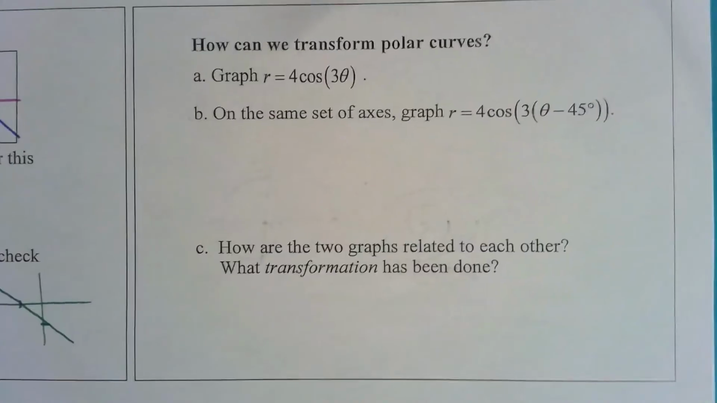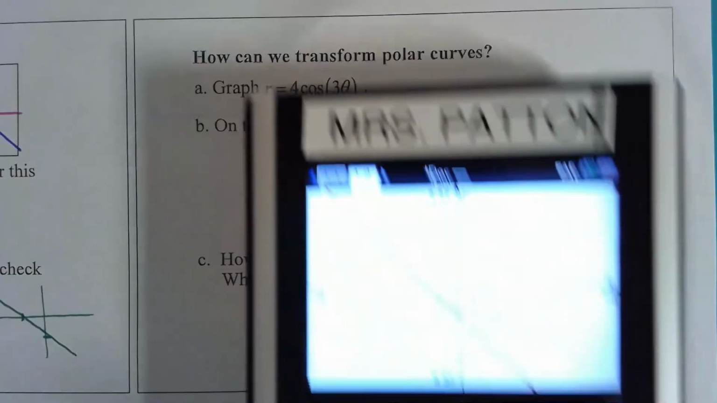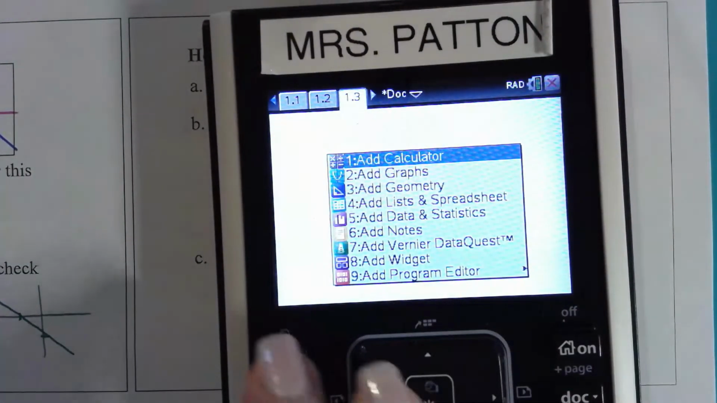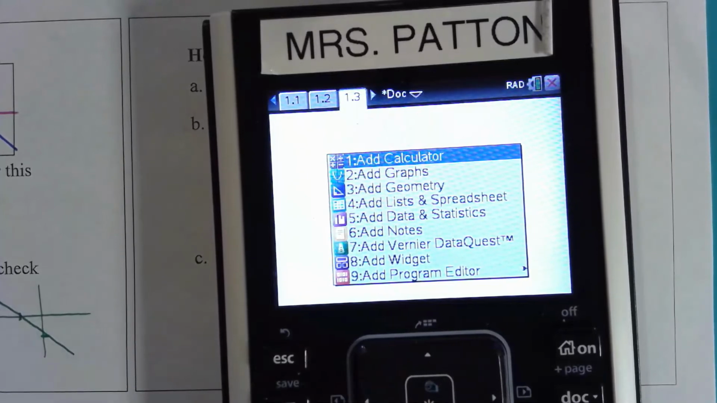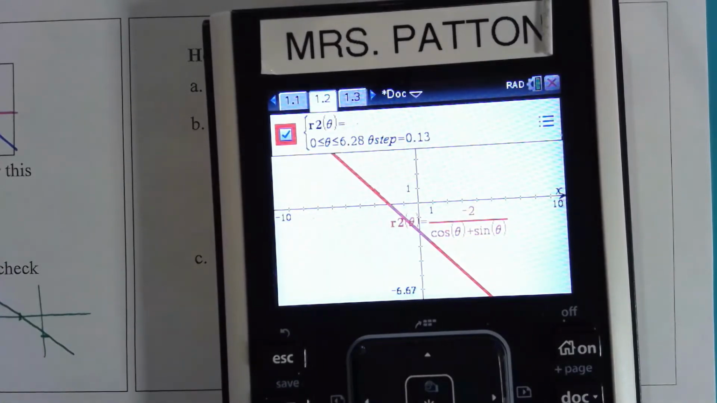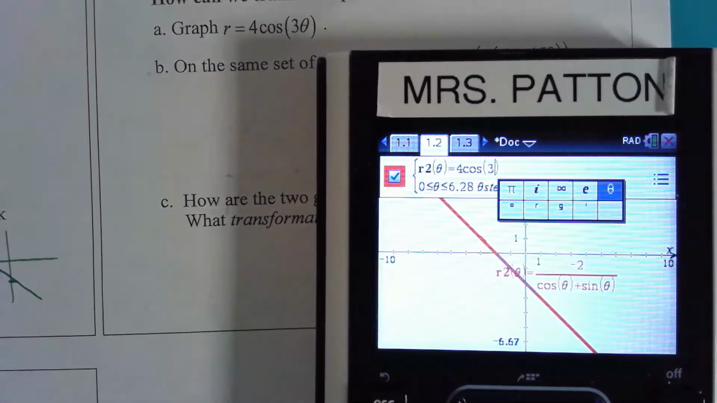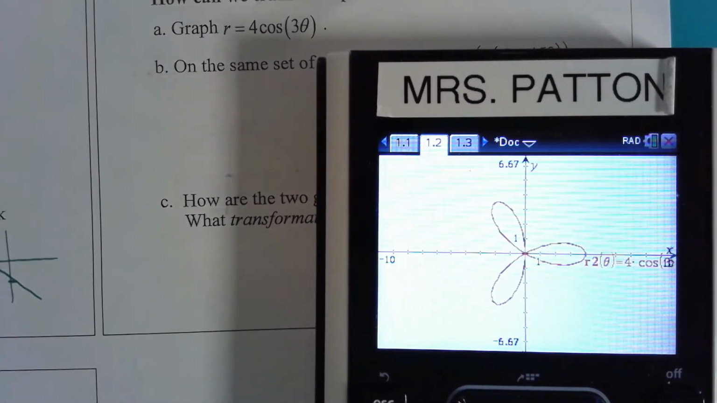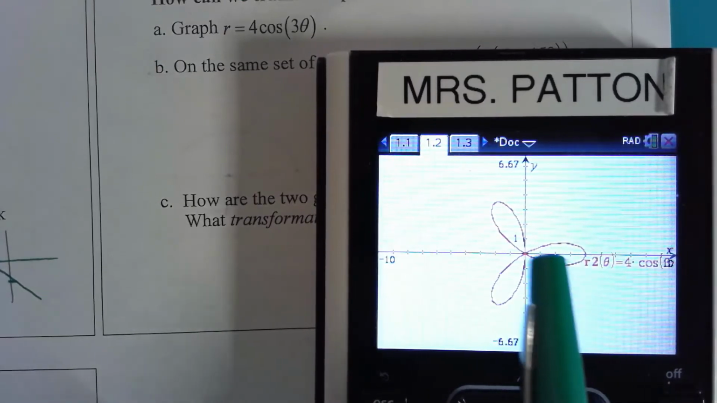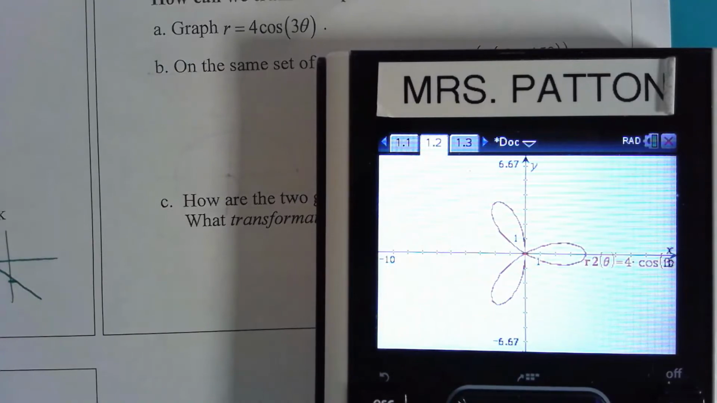Okay, all right, so let's talk a little bit about some transformations. We're going to start with r equals 4 cosine of 3 theta. Let's just change this one, so I have r equals 4 cosine of 3 theta. I just didn't want to have to change my mode again. It's a 3-petaled rose curve, and I want you to notice that the first petal is splitting the x-axis there. The other petal is in the second quadrant, and the third petal is in the third.